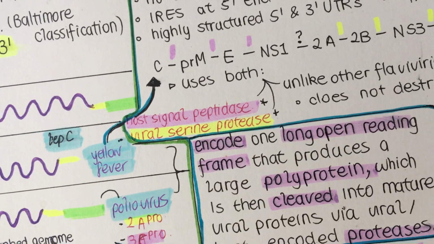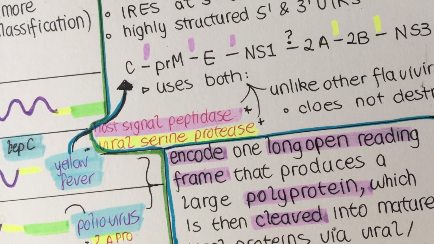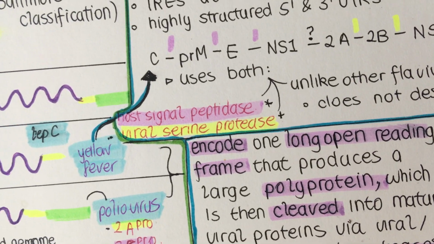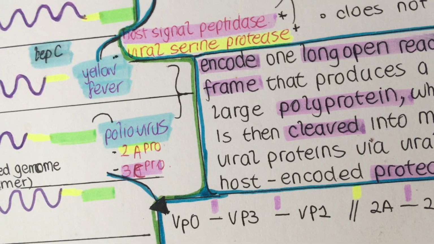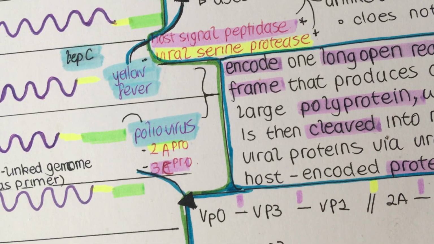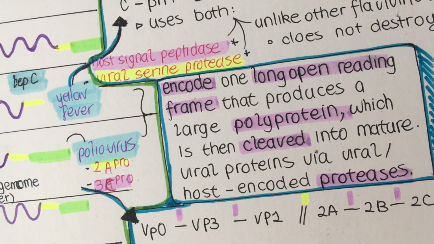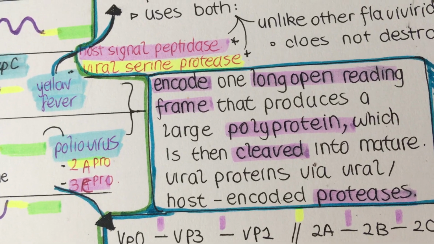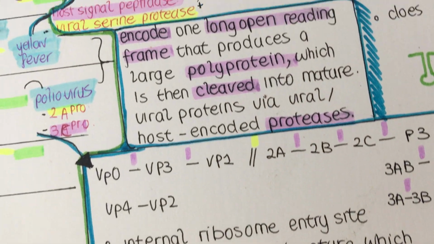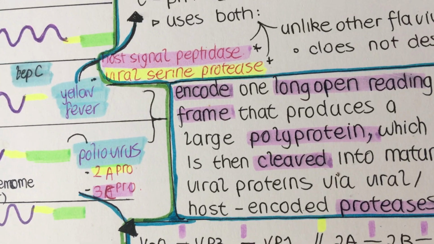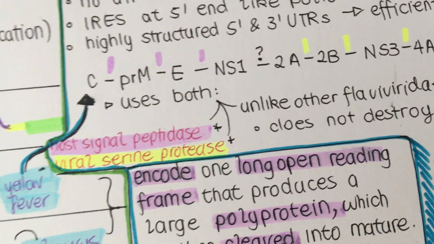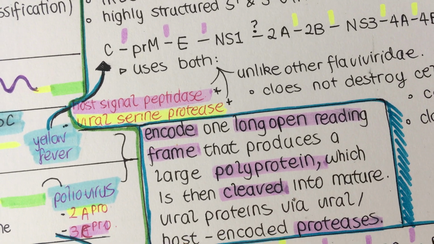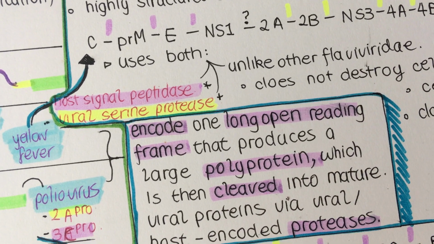Now that we have the transcribed subgenomic RNAs, we can undergo translation. But it is important to control translation and ensure that more viral proteins than host proteins are produced. So how does it do this? Let's talk about three different viruses in detail: hepatitis C, poliovirus, and norovirus.